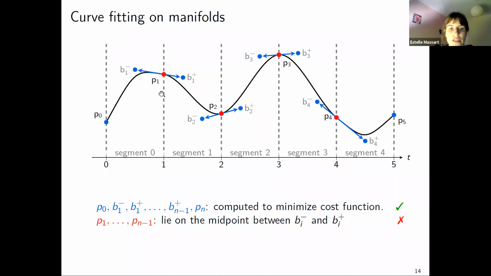All the points that are in blue on the picture, which is in the Euclidean setting, but you should imagine the same picture on a manifold, for example on a sphere, were directly computed based on the optimality conditions. And then the red points were computed in order to enforce the smoothness constraint.